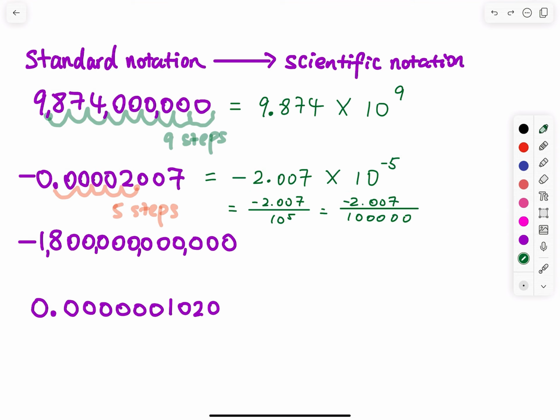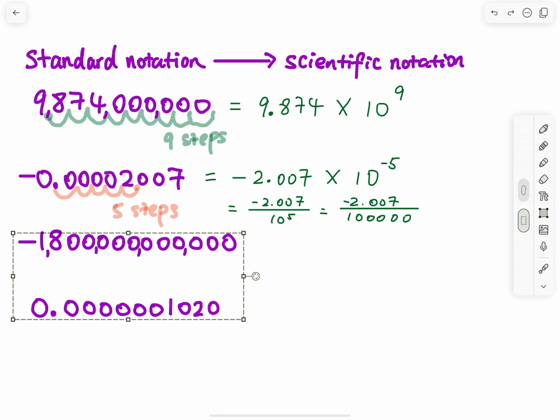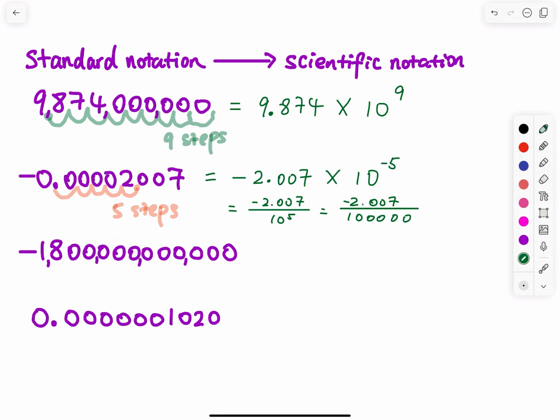Okay, next problem. Can I just move this down a little bit so I can give myself more space? All right, the next problem, we have negative 18 followed by many zeros. What is the first step? The first step is to disregard the negative. 1.8 is between 1 and 10, not 18, not 0.18. So 1.8, and then multiply 10 to the what power? You have to count the zeros.